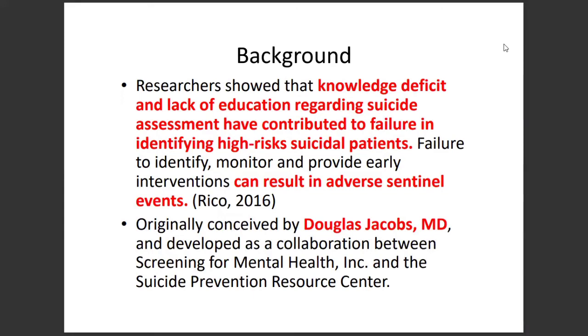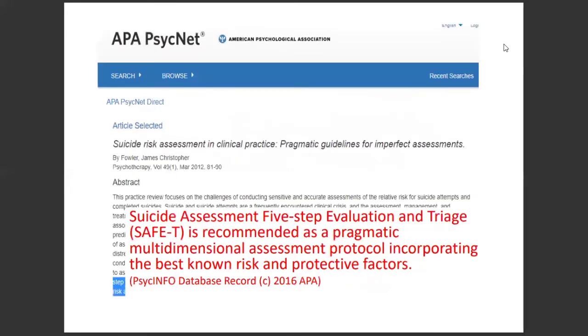So just a brief background. Based on research, knowledge deficit and lack of education regarding suicide assessment have contributed to failure in identifying high-risk suicidal patients, which results in adverse sentinel events. Examples of sentinel events are death or any serious physical injury. So the SAFE-T tool was originally developed by Douglas Jacobs, MD, in collaboration between Screening for Mental Health and the Suicide Prevention Resource Center. As per a study conducted by the APA, or American Psychiatric Association, the SAFE-T tool is recommended as a pragmatic, multi-dimensional assessment protocol incorporating the best known risk and protective factors.